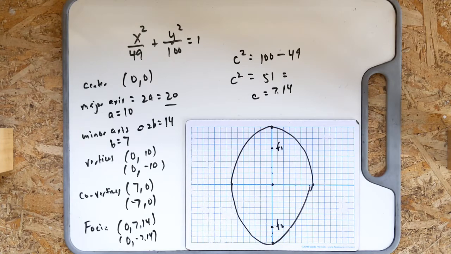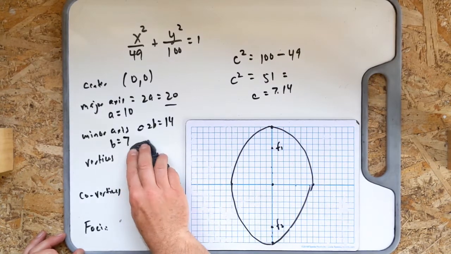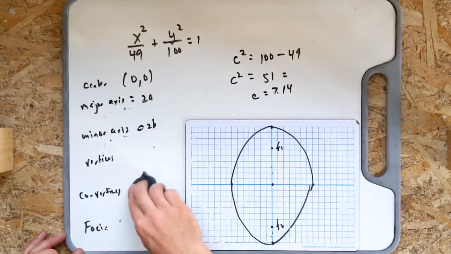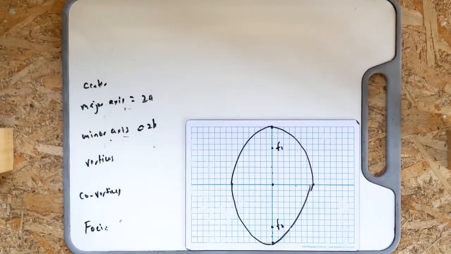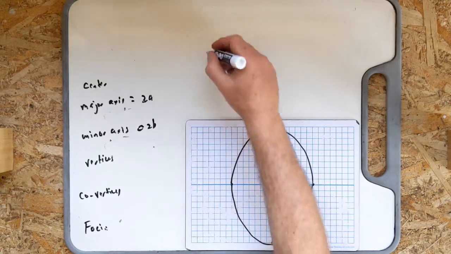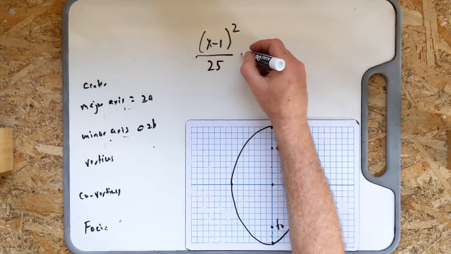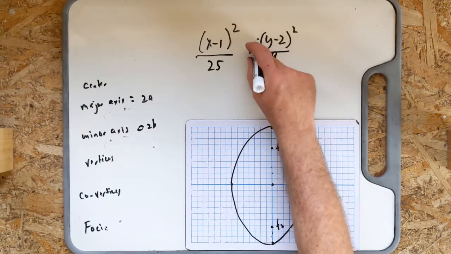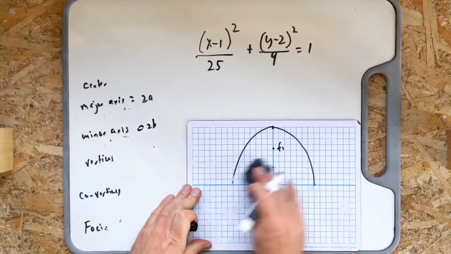I'm going to do one more. I'm going to do maybe one or two more where we actually move the center and therefore all these points, and they're a little harder to get. I'm not going to erase all this stuff though, because this will all stay the same. I'm just going to change the equation. Okay, so let's start with the equation of x minus 1 squared over 25 plus y minus 2 squared over 9 equals 1.